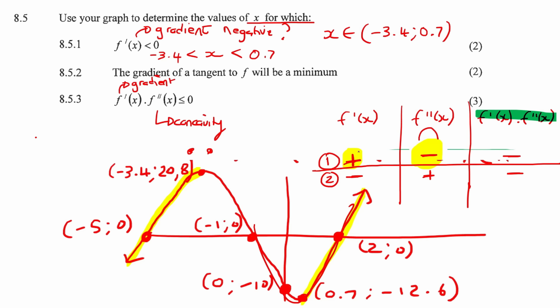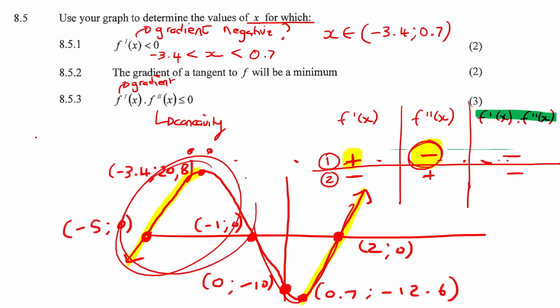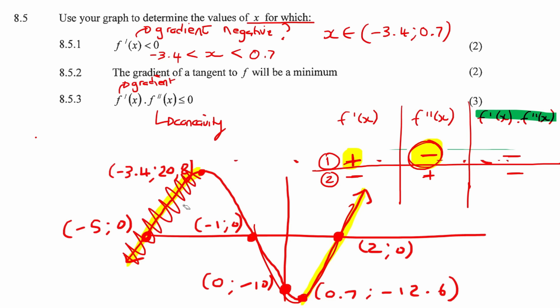So we're looking for places where the gradient is positive, which is the yellow parts on the graph, and it's a sad face. So that would be this area over here. The overlap would be this part here, because in this part it's a sad face kind of area and the gradient is positive, and that's what we wanted for this first part. So we could say x must be smaller than negative 3.4, and we can include the negative 3.4 because they included it as well.